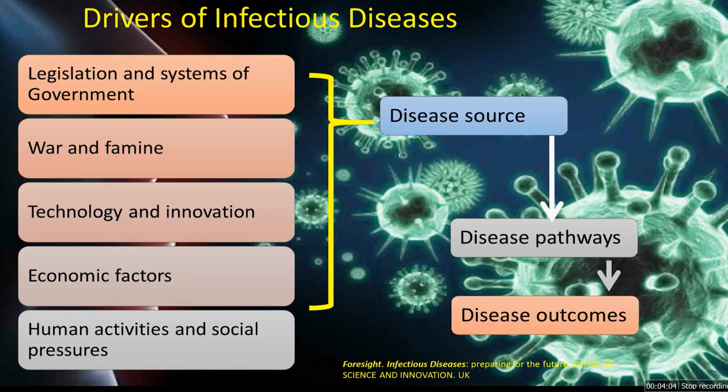Let me change gears a bit and talk about drivers of infectious diseases. Now, as you can see here, we start with legislation, the systems of government, war and famine, technology and innovation, economic factors, and human activities and social pressures. These things form disease sources and then disease pathways. And of course, what we see, the outbreaks, are caused by these things that I discussed, which were the drivers of infectious diseases and still are now.